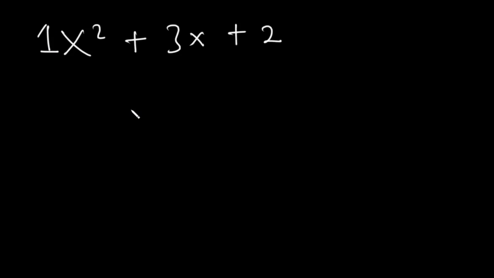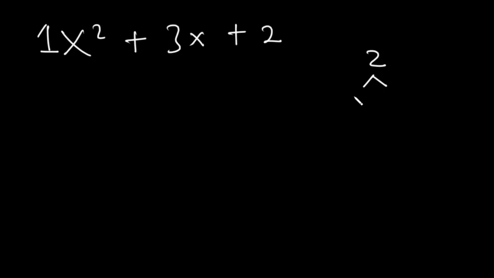How do we factorize x squared plus 3x plus 2? Notice that the coefficient of the x squared term is 1. Now, if you want to factorize an expression with a coefficient of the x squared term being 1, then you need to focus on the constant. In this example, we have the constant to be 2. Now, which two numbers multiply to 2 and add up to 3?